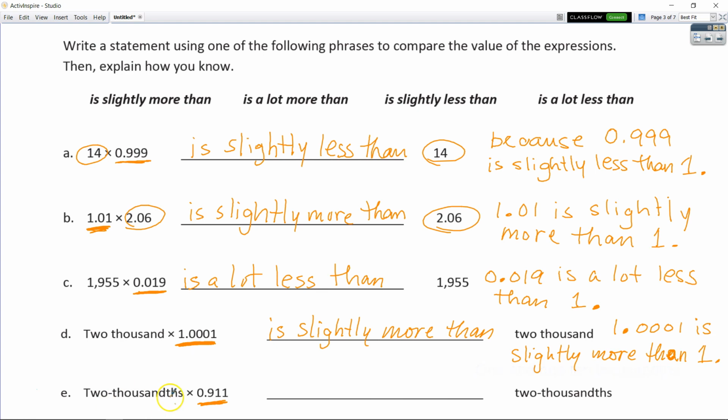All right, so now we have 2 thousandths times 911 thousandths. So we know that this is very close to 1, so it's going to be slightly less than. It's very close to 1, but it's below it, so it is slightly less than 2 thousandths. And that's because 911 thousandths is slightly less than 1. All right, moving on here.